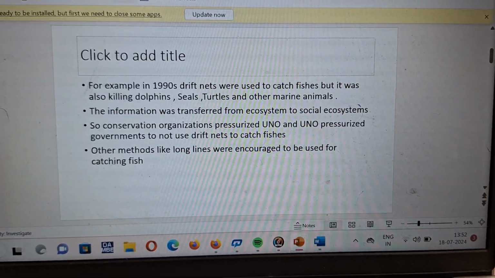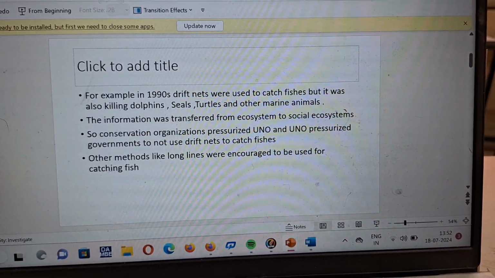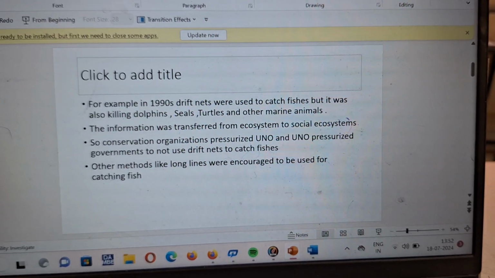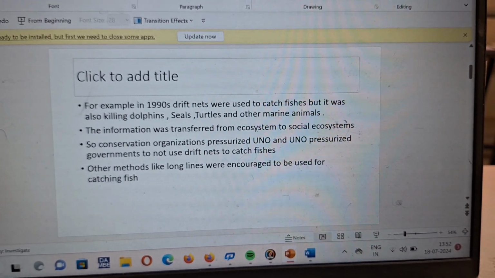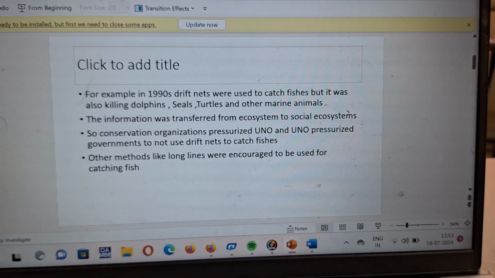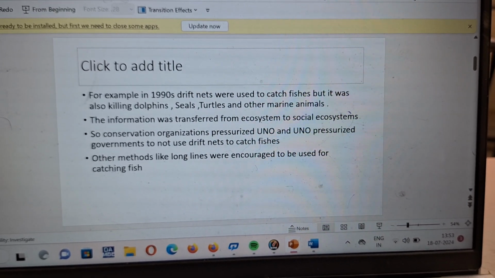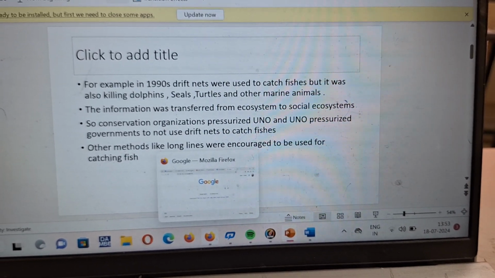So for example, we can think about, in the 1990s, fishermen used drift nets to catch the fishes, but it was also killing dolphins, seals, turtles, and other marine animals. So this was the disadvantage of using drift nets.